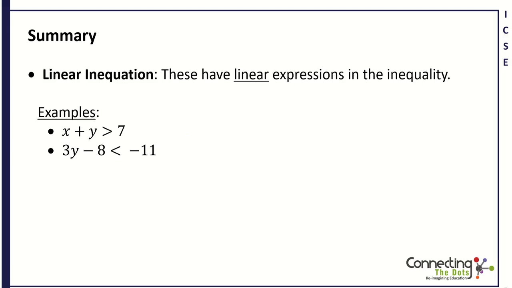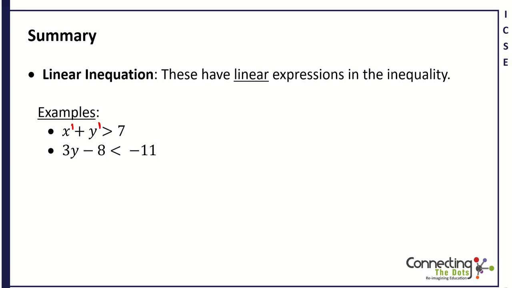Now, an inequation is a mathematical representation that two quantities are not equal. An equation would be a representation that two quantities are equal, and an inequation that the quantities are not equal. A linear inequation has linear expressions in the inequality. What does that mean? If you look at these two examples, there is a variable x and then there is variable y, these two are both having a highest degree of 1, and that would make it a linear inequation.